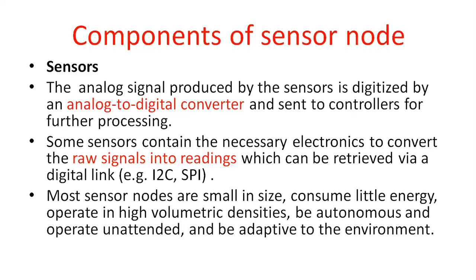Some of the sensors contain the necessary electronics to convert the raw signal into readings, which can be retrieved via a digital link. The digital link may be one of the interfaces in the Raspberry Pi or some IoT devices: I2C, SPI, serial peripheral interface. With the help of these interfaces, the sensor readings can be retrieved. Most sensor nodes are small in size, consume little energy, operate on a high volume of data, are autonomous, operate unattended, and are adaptive to the environment.